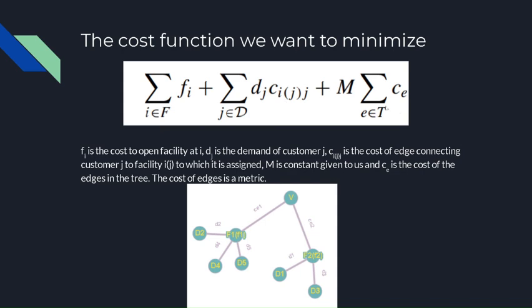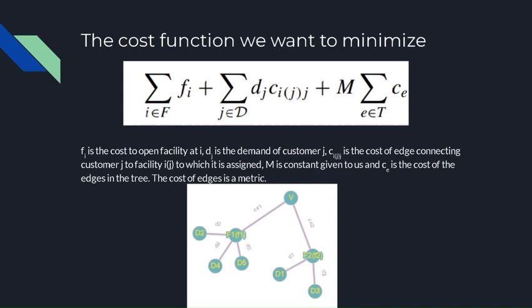One point to note here is that the cost of edges that we are using is a metric, that is, it obeys triangle inequality. Now in the earlier figure that I had shown you, these edge weights make sense. D2, D4 and D5 are basically the demands of the customers, and finally the edge weights are c_e1 and c_e2, and we have small f1 and small f2 as the opening costs for the facilities F1 and F2.